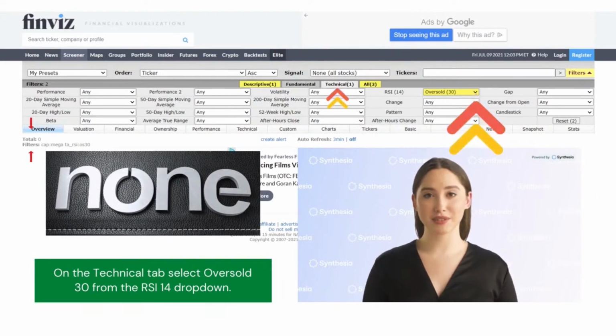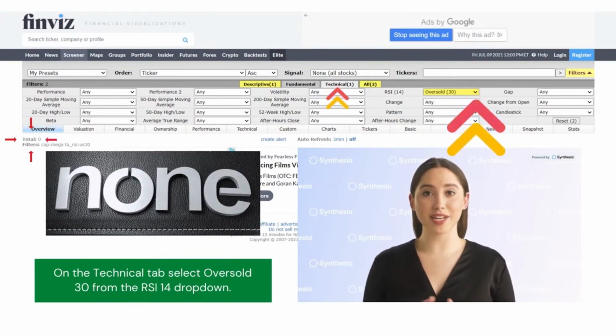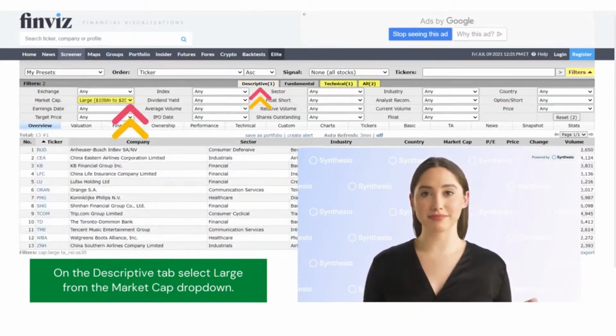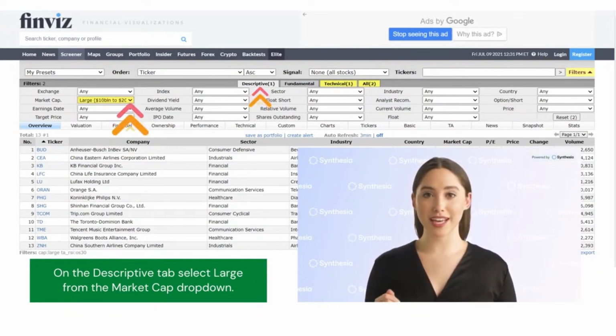We then go to the Technical tab and select Oversold 30 from the RSI 14 dropdown. Today, there are no mega cap stocks, but don't worry, it's rare to find mega stocks below RSI 30, more on that later. Now go back to the Descriptive tab and select Large from the Market Cap dropdown. We have 13 stocks that are below the Oversold 30 RSI, which is an indicator they are trading below their true value.